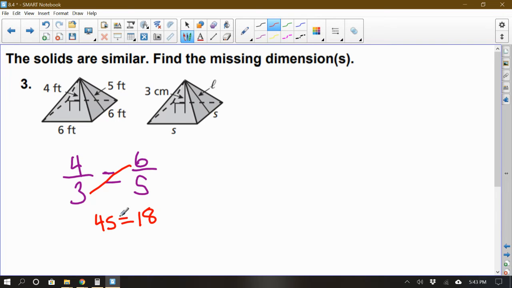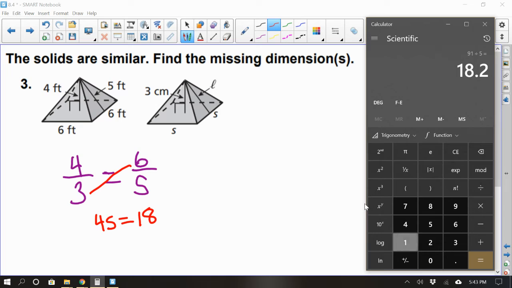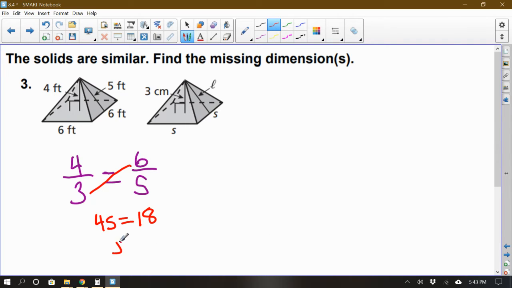Okay, 4 doesn't go into 18 evenly, and I don't want this video to last forever, so let's just use a calculator to find that amount. So 18 divided by 4, well, that's 4.5. So it looks like S is equal to 4.5. Now let's get our measurement. Now this was feet, but the one I'm working on over here is in centimeters. So this would be 4.5 centimeters for the letter S right here.